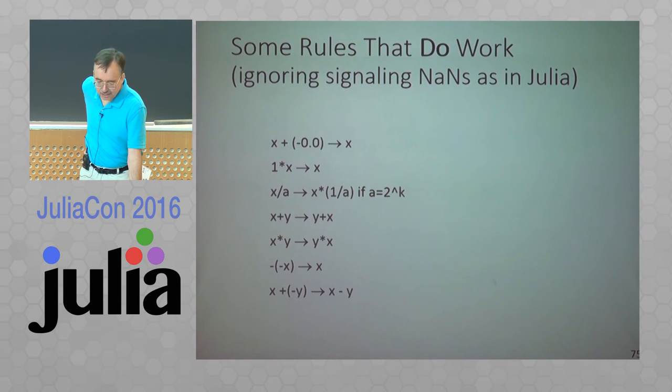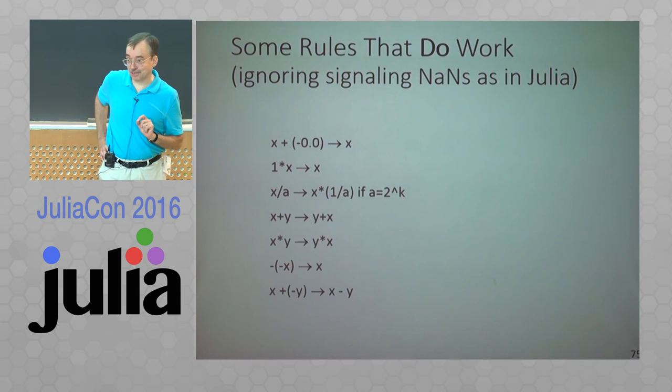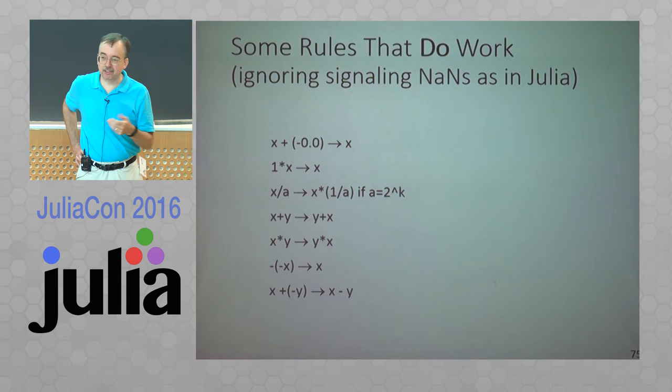Anyway, adding negative zero still gives you x. Notice it's a negative zero, not a positive zero. They're two different values in IEEE floating point. Multiplying by one is still good. You can replace the division by multiplying by the reciprocal if you're dealing with a power of two.